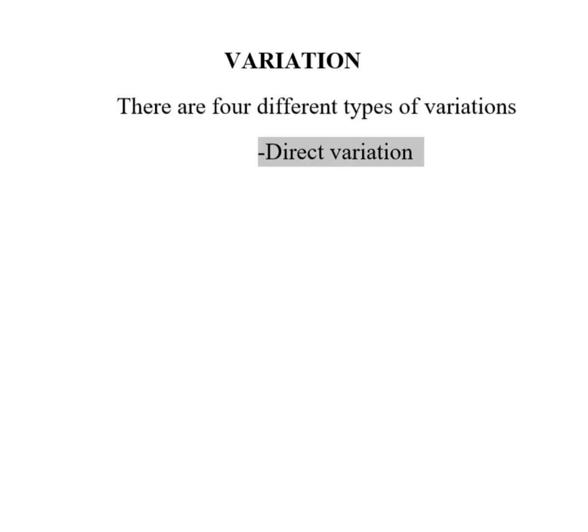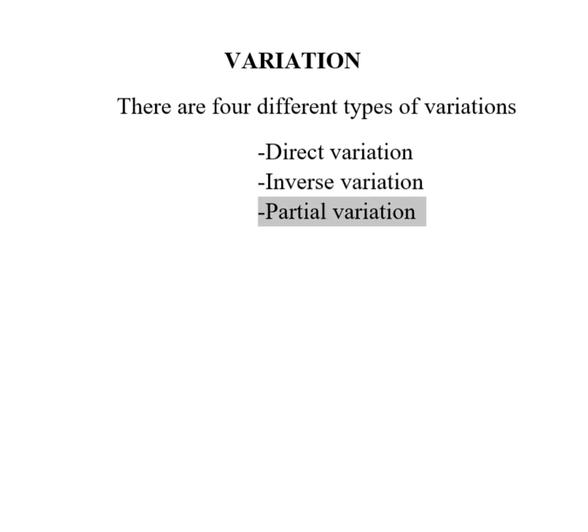Variation refers to a situation whereby a change in one variable results in a change in another variable which it is related to. We have four types of variation. There's what we call direct variation. There's what we call inverse variation, partial variation, and joint variation. Today we shall look at direct variation.